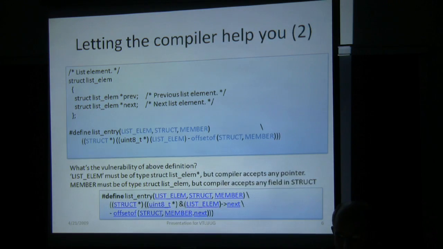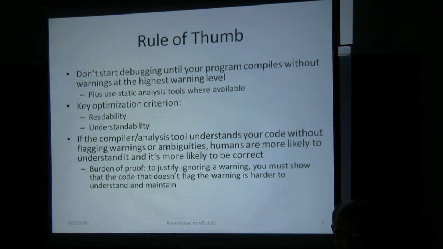So if you don't get compiler warnings, change your code to help the compiler give you warnings if you make wrong uses. Okay, so don't start debugging until the program compiles at the highest warning level. At this point, what you're optimizing for is not performance, it is readability and understandability.